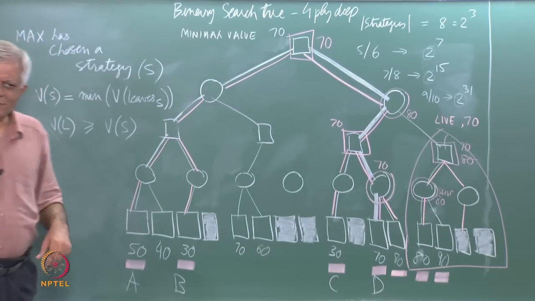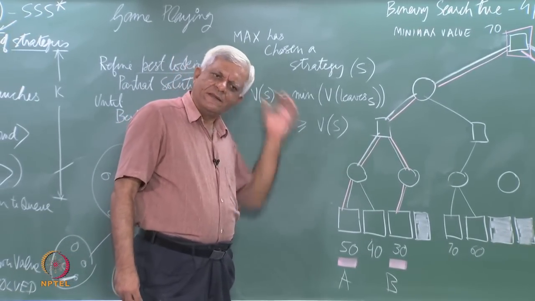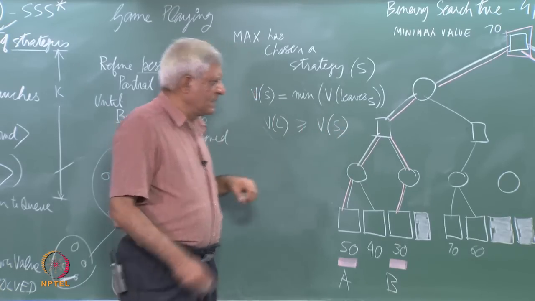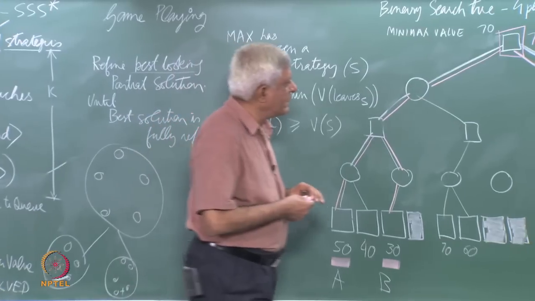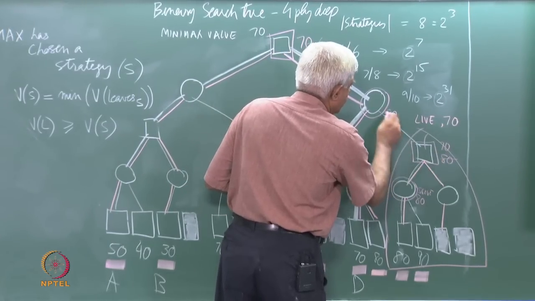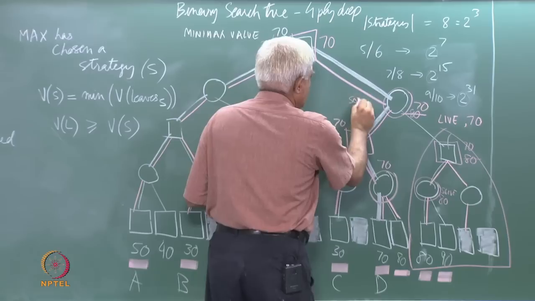So, in fact, it was shown by Stockman that if any node is seen by SSS star, alpha beta will also see that. Where? Second level. Yeah. So because this was 70, this should be 70 and solved here.